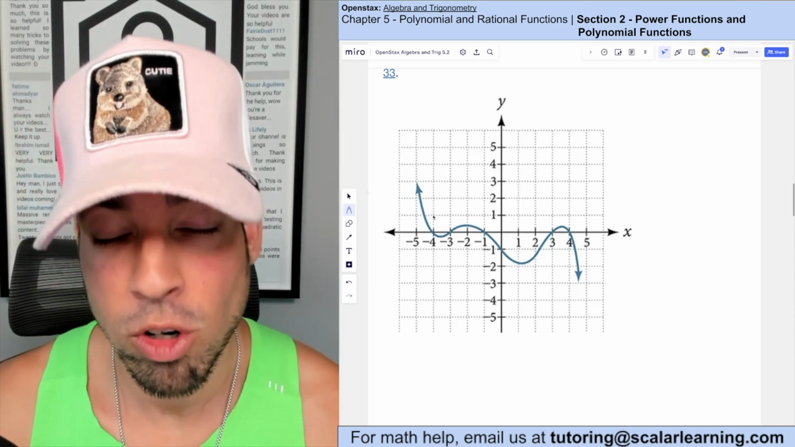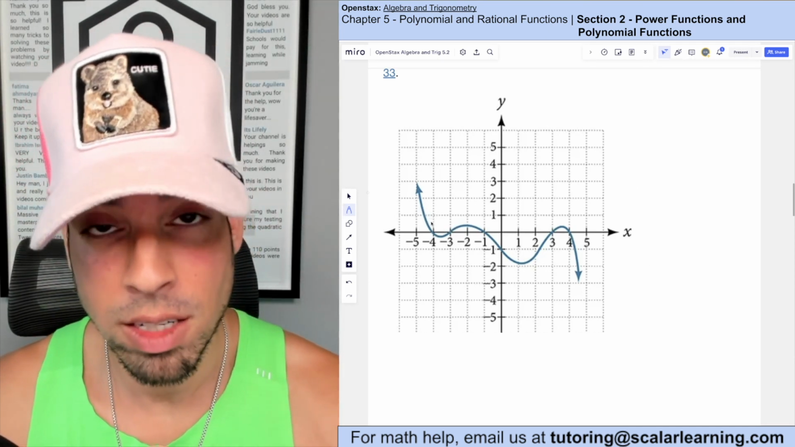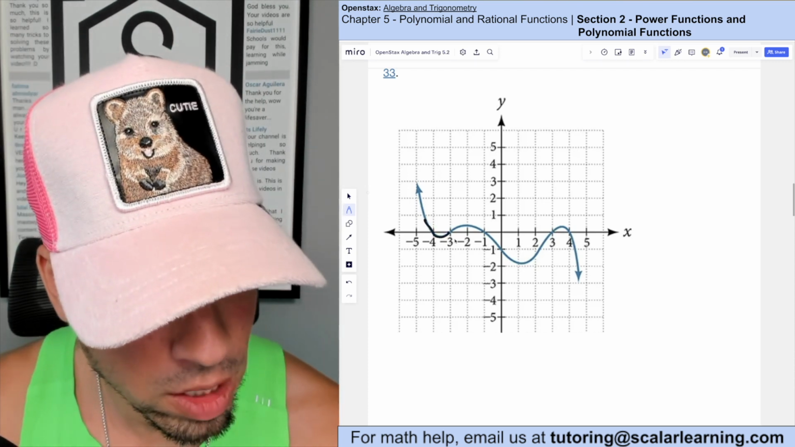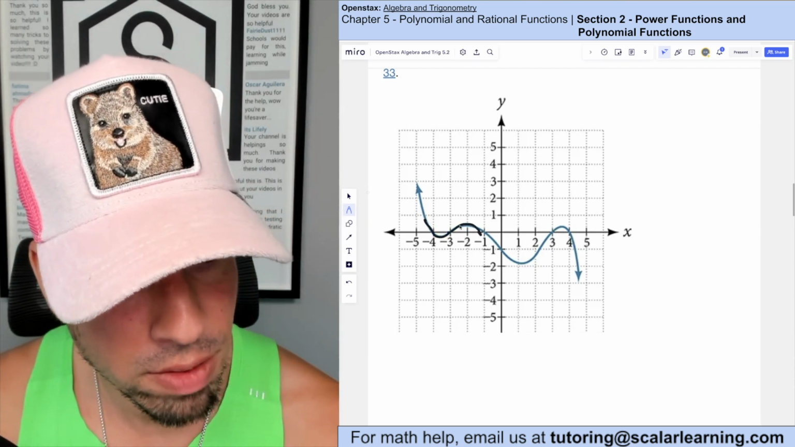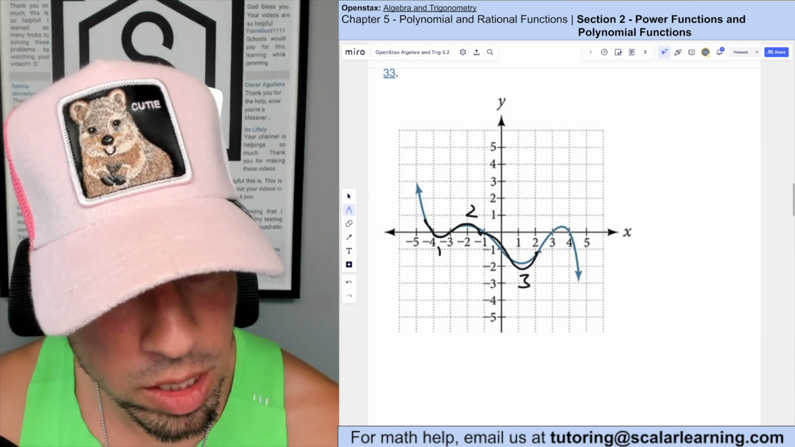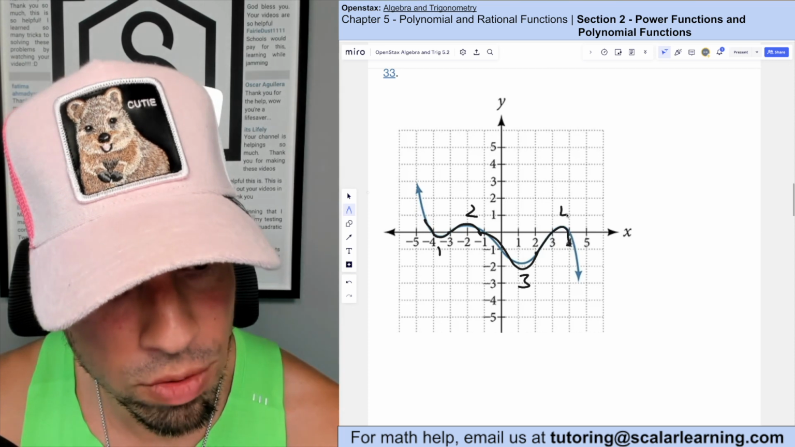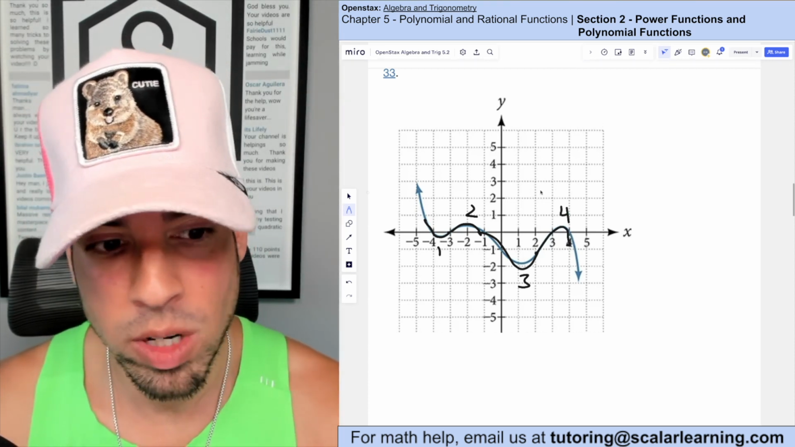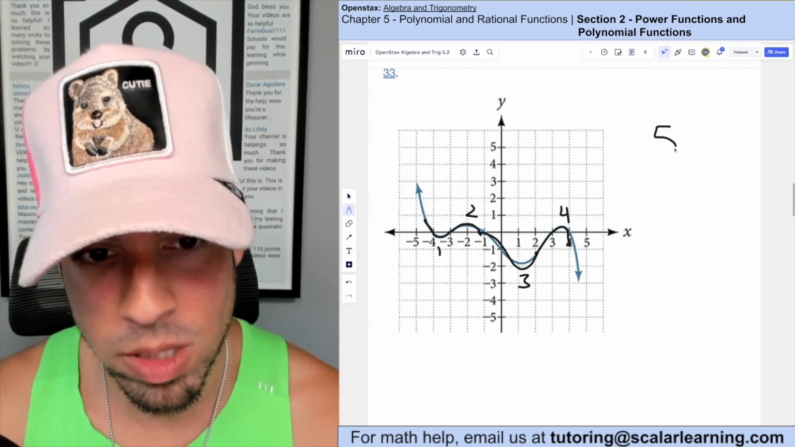Boom, done. For this one, once again, we're going to count the number of turns, aka going from positive to negative slope or vice versa. So we got, check it out, negative goes to positive, that's 1 turn. Positive goes to negative, that's 2 turns, right? Negative goes to positive, that's 3 turns. Positive goes to negative, that's 4 turns. So that's 4 turns, meaning the least possible degree is 1 more than the number of turns, aka 5.